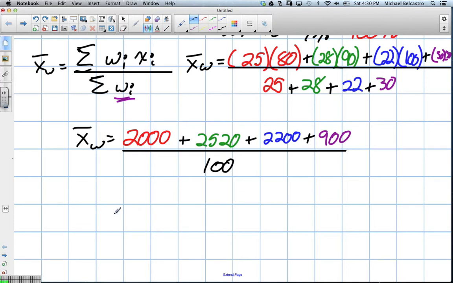We already know it's set up as a percentage. So let's add these values together. And then we're going to be dividing it by 100 after we add them. I got 7,620. 7,620. Okay, so that's not bad. Now let's divide that by 100.